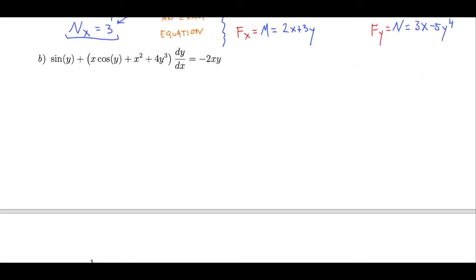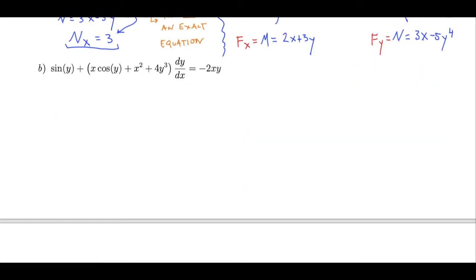I'll follow a similar process in part B, but I notice right away that my differential equation currently doesn't have the proper form. Recall that I must do whatever manipulation is necessary so that my differential equation is some expression times dx plus some expression times dy equal to 0. So I have a few steps of algebra to perform before I can test my partial derivative criteria.